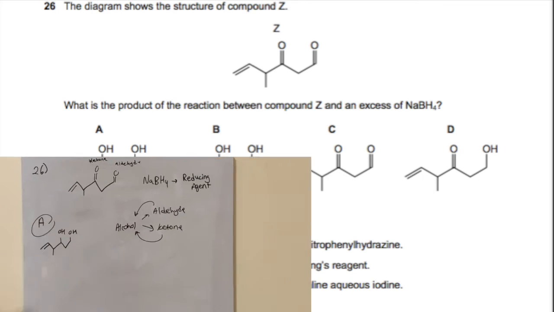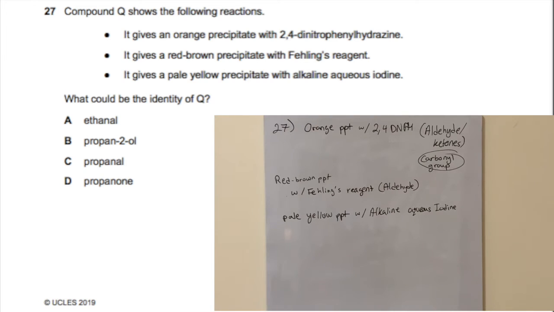final answer. Okay, so in this question, we're trying to identify compound Q. They told us that an orange precipitate is formed when they add 2,4-DNPH, which is 2,4-dinitrophenylhydrazine.